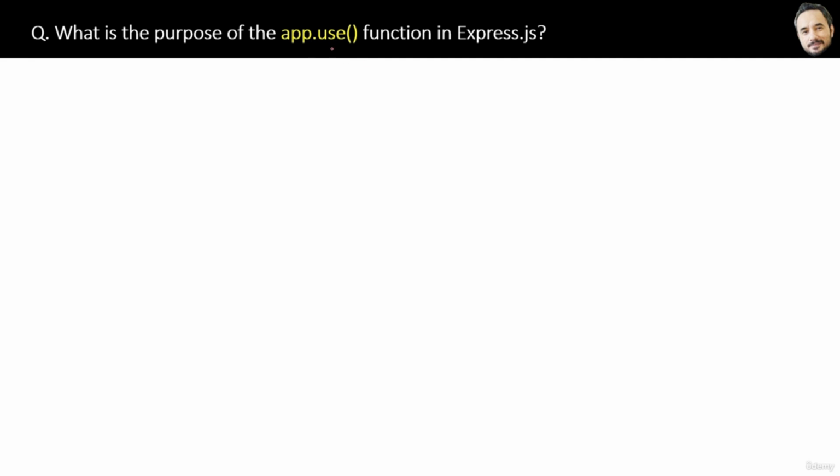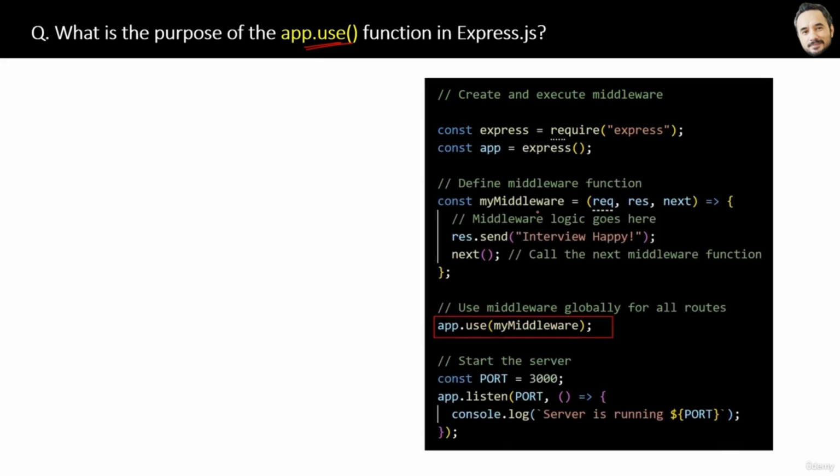What is the purpose of the app.use function in Express? Very short question, but a very important one, and you already know 90% of the answer. After creating or defining the middleware, the app.use method of the application server is used to execute the middleware globally. Remember, globally, and for all requests.